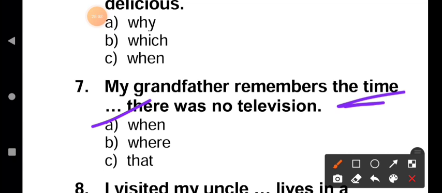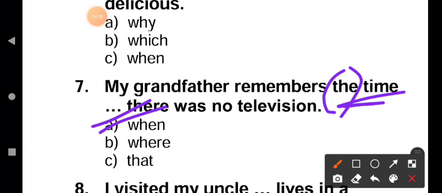In previous times, 20 years ago, 50 years ago, there were no televisions, only radios. My grandfather remembers the time, with the definite article, the time when there was no television. When there was no television. That is the answer, my dear students.